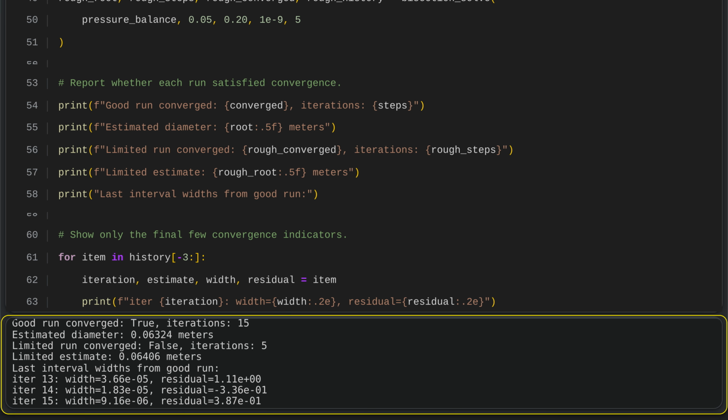This script uses the bisection method to estimate the pipe diameter that makes a flow equation equal 0. With a practical tolerance and enough iterations, the method converges and reports the estimated diameter and iteration count. A second run uses an overly strict tolerance with too few iterations, so it fails to converge, showing why solver settings must be realistic. The output also summarizes recent successful iterations by showing how the interval narrows and the residual decreases.